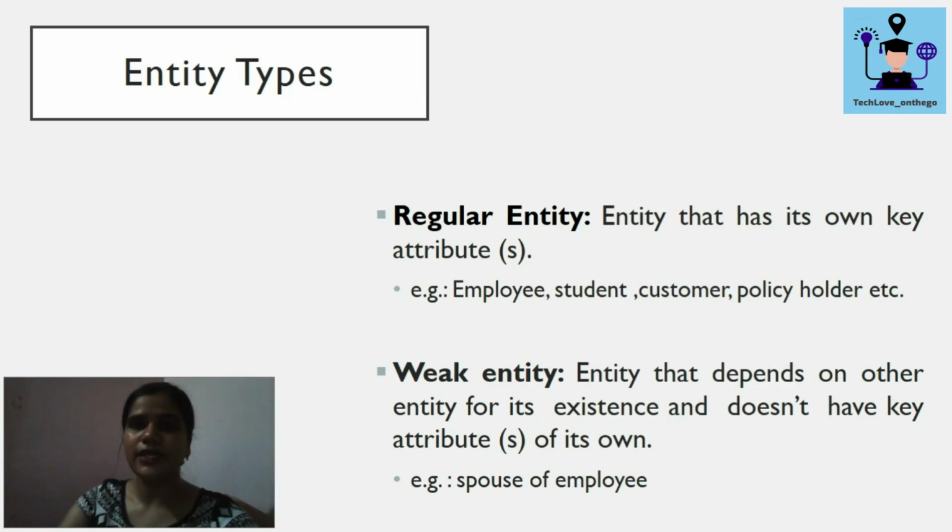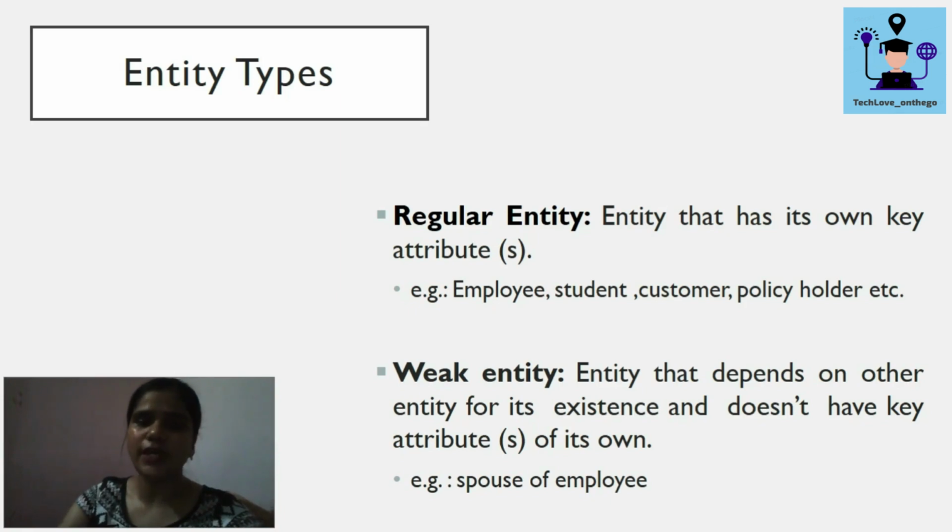In the customer entity set, every customer will have a customer ID. In the policy holder entity set, every policy holder will have a unique ID which can uniquely identify one policy holder from another policy holder. Next one is weak entity.